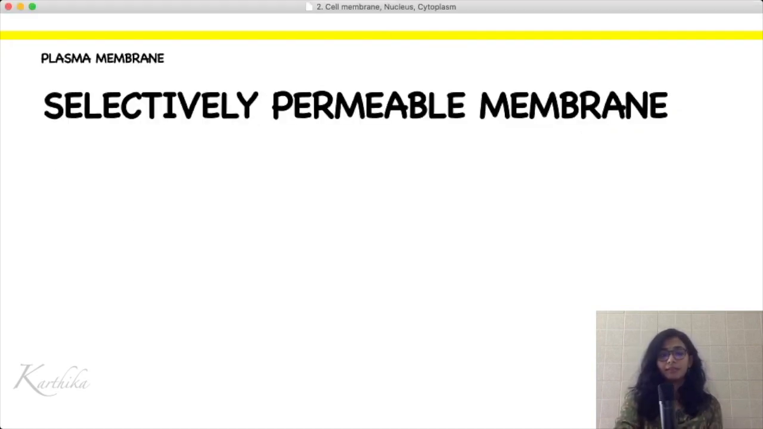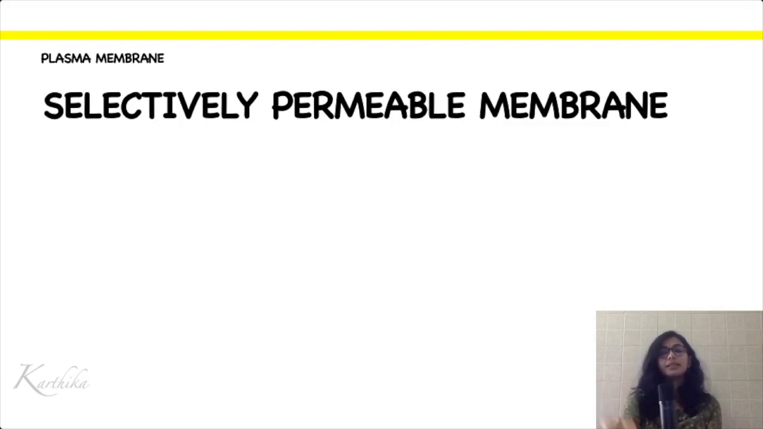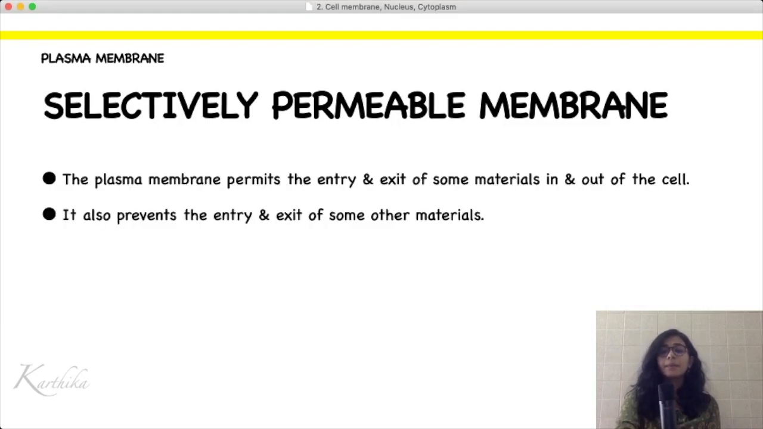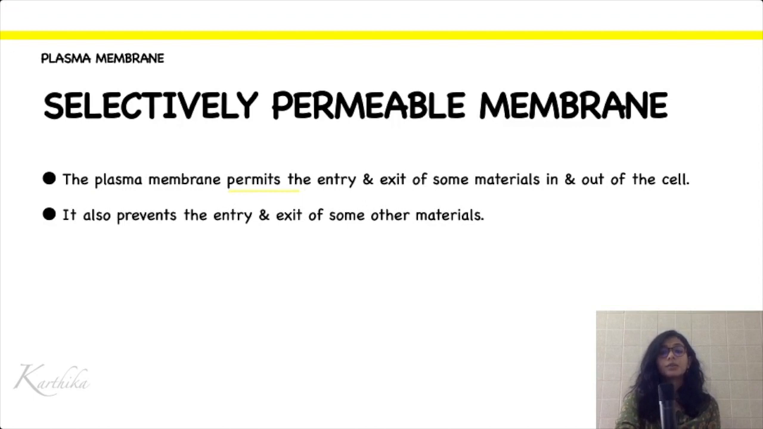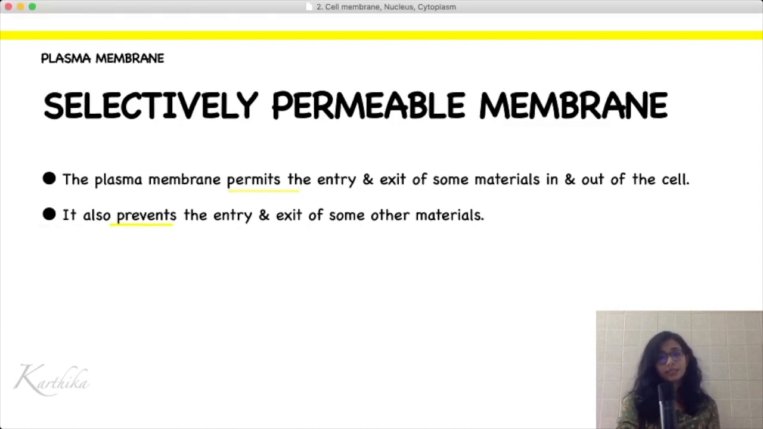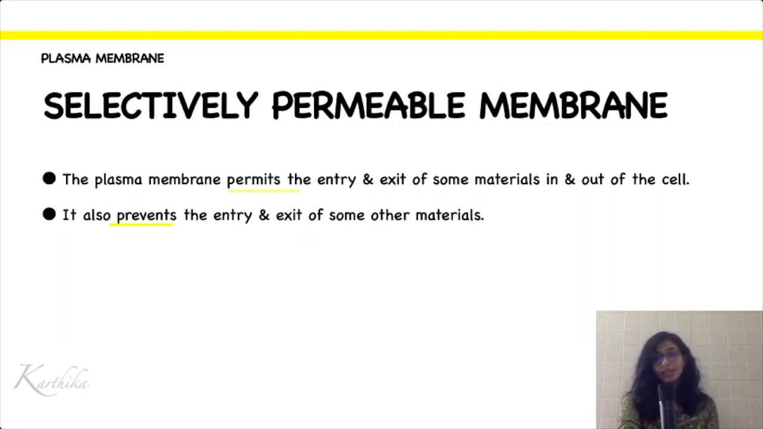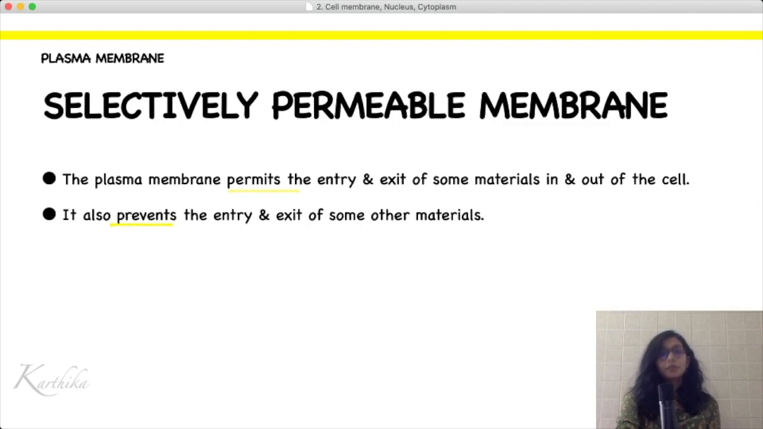Now the plasma membrane is functionally also called a selectively permeable membrane. What does selectively permeable mean? It means that the plasma membrane permits the entry and exit of some materials in and out of the cell. It also prevents the entry and exit of some other materials. As we know, the cell needs certain things like gases or nutrients. At the same time, the cell does not need other things like foreign materials which might harm it. It permits some good things and prevents the entry of some harmful things, right?